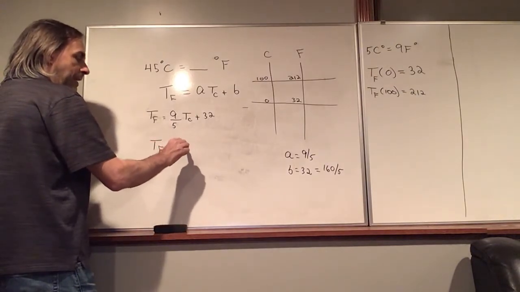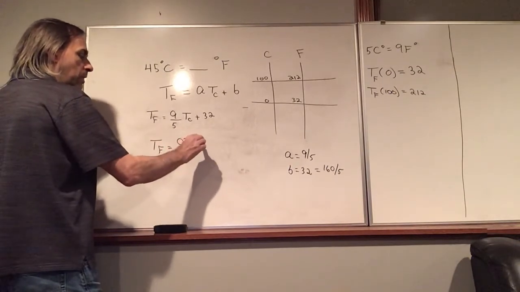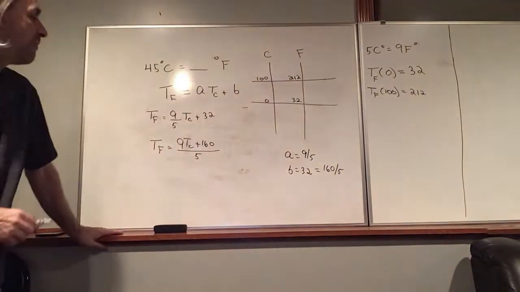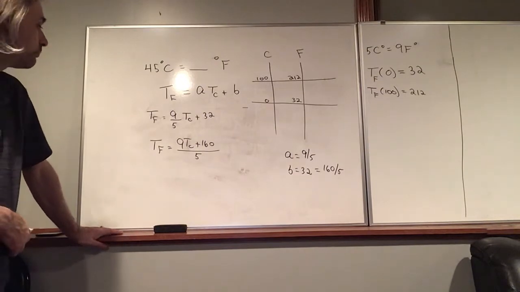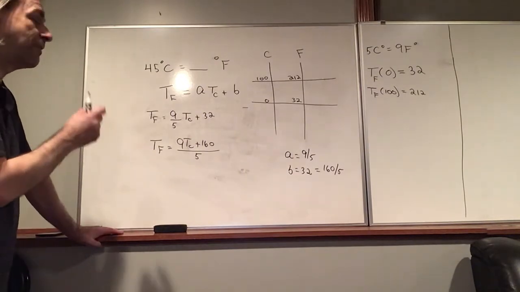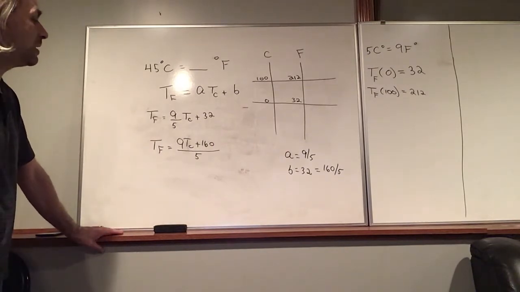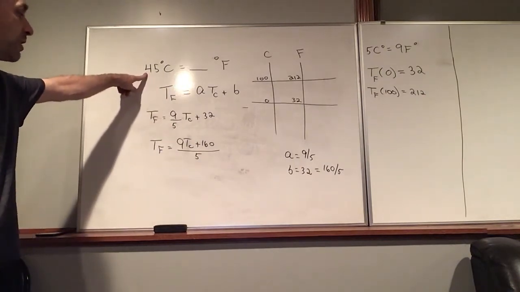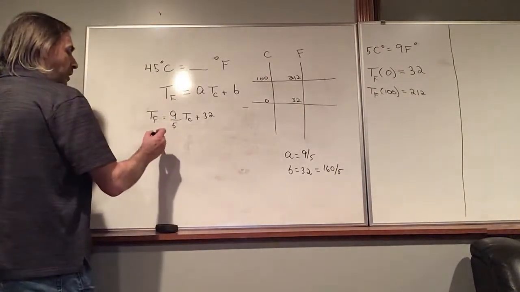or we can write it in this form. We can say 9TC plus 160, whole thing over 5. So whichever way you like to do it. Okay, so again, this converts from Celsius to Fahrenheit. So let's actually do this. For this number, works out very conveniently. Let's just use this first equation.